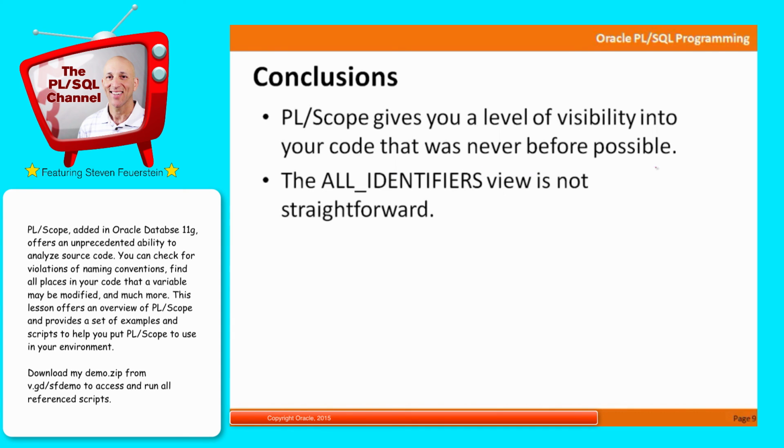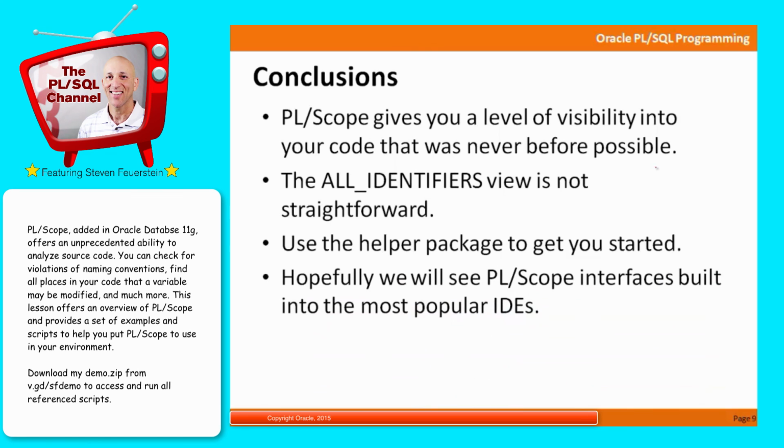Unfortunately, the all identifiers view, the structure of it, how to manipulate the contents of that view, is not very straightforward. And I think you'll agree with me that it would help a lot to have a lot of examples and a helper package to get you started, which is why I provided it to you. And hopefully in the future we'll see interfaces to PLScope and all these different kinds of views and queries built into our IDEs, so that from within Toad, rather than me writing queries, learning about PLScope, building my helper packages, I should be able to just click on some elements of the interface and it will do the analysis for me. So I'm looking forward to that. But in the meantime, there's a lot you can do simply by using the kinds of queries that I've provided with you here and building your own.